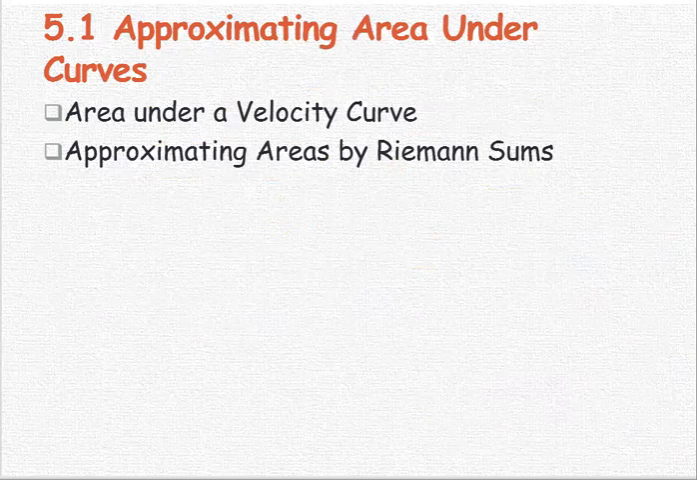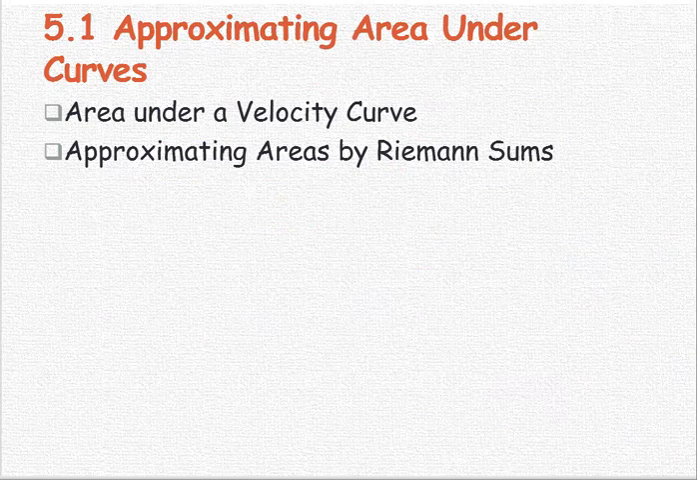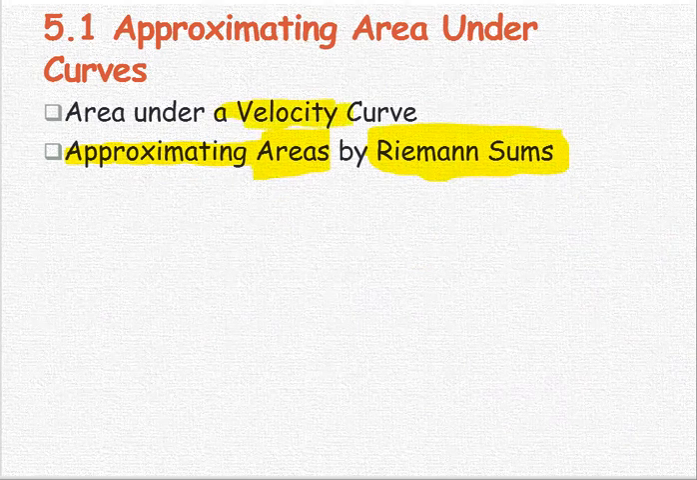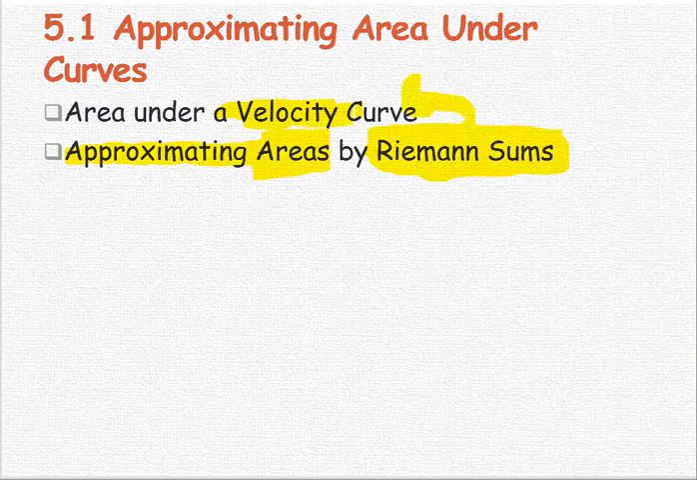Section 5.1, approximating area under the curves. So we're gonna look at the major part of it. The first one, we're gonna look at approximating area by the Riemann sum. The Riemann sum is just the name of the typical sum to approximate the area under the curve. And then the second part is area under a curve, which is the velocity function. So that is kind of the application of approximating area by the Riemann sum.